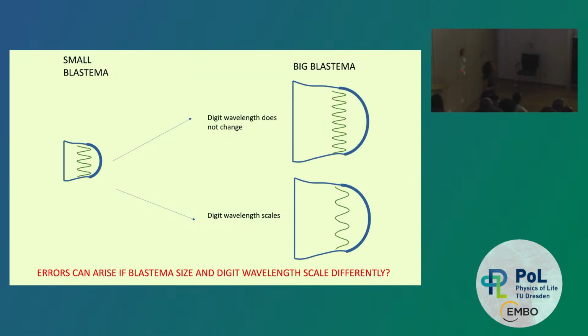So one possibility is that as animal size grows, and you're trying to scale the blastema, if the size of the blastema is somehow not scaling in the same way as the digit wavelength, then you may come to errors in digit number. And this is something that we're very interested in testing.